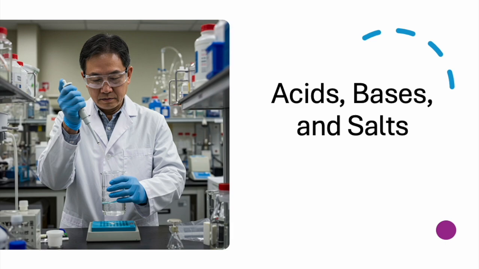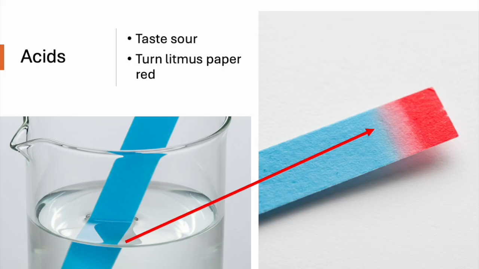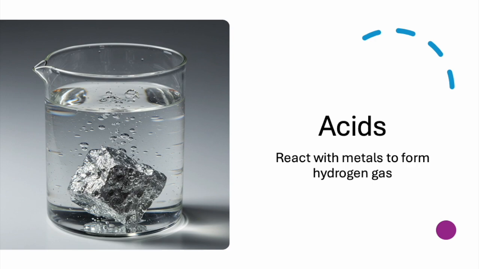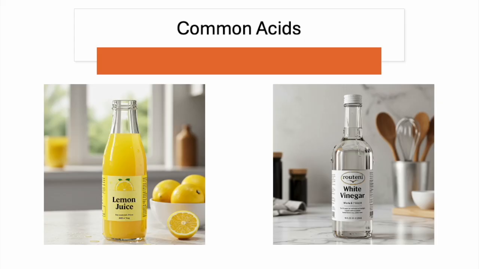Let's start with acids. Acids are compounds that taste sour and turn litmus paper red when the paper is dipped in the acid. Some acids can also react with some metals to produce hydrogen gas. Some common examples of acids include vinegar, which contains acetic acid, and lemon juice, which also contains citric acid.